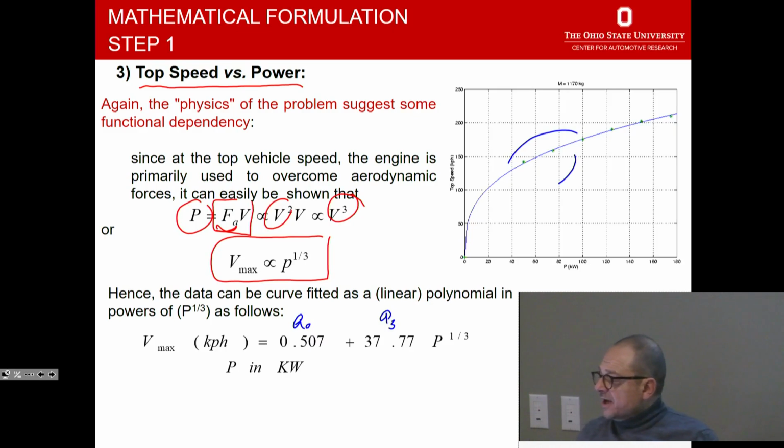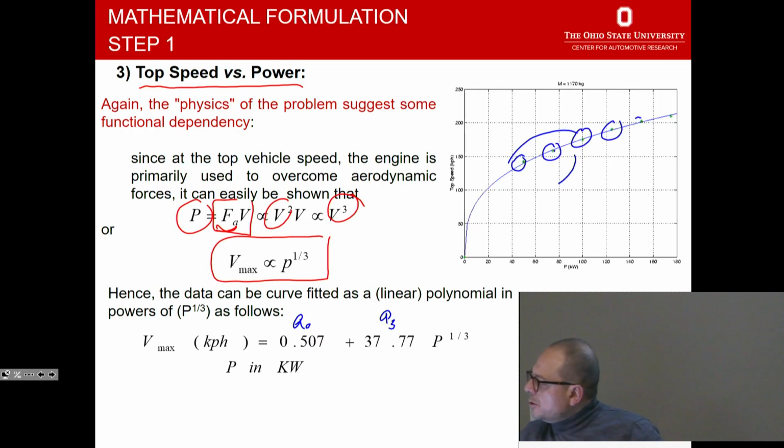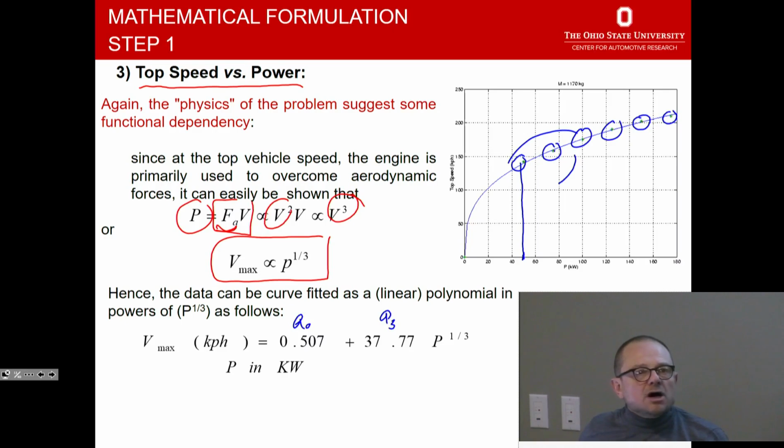By the way, I also added an extra point. This is important. Okay. Because if you only had the data points given, you might be tempted to say that you have something that could be modeled by a straight line or by a quadratic. Why? Because the smallest data point we have is for 50 kilowatts.